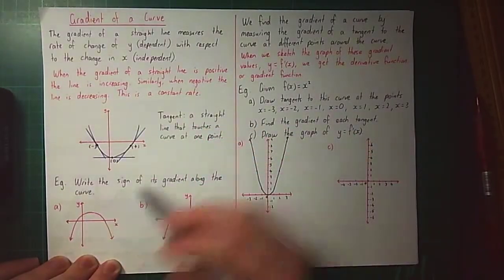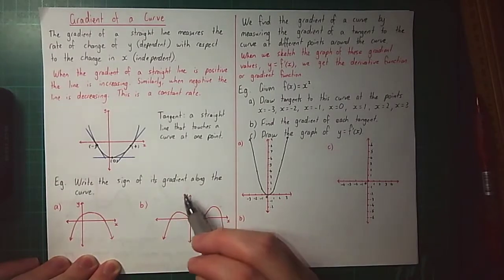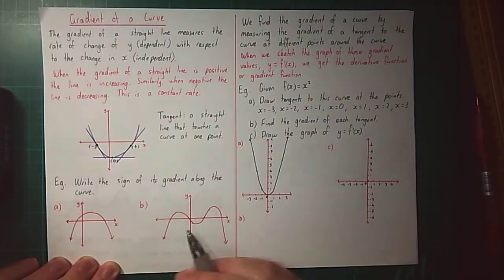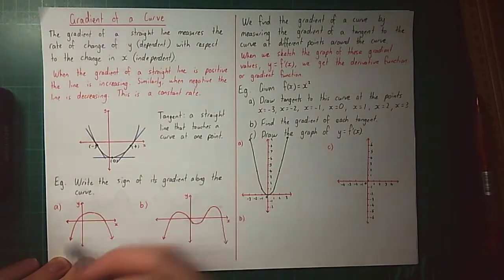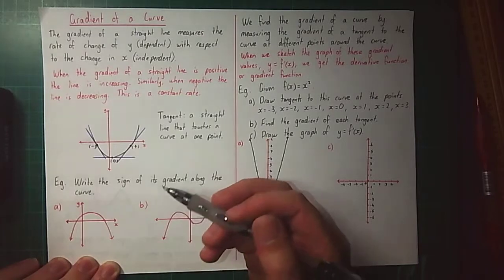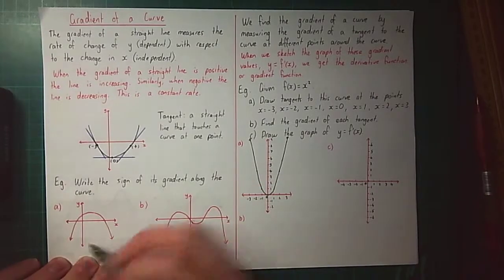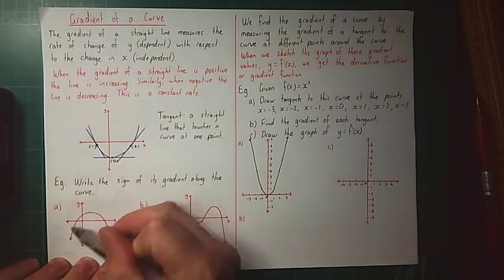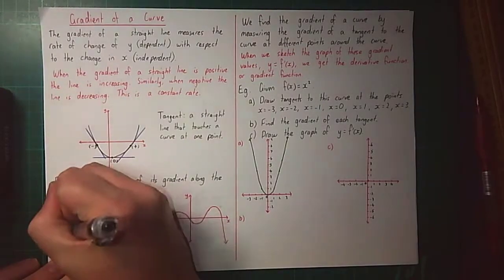Here we've got an example. It says, write the sign of its gradient along the curve. So we've got this curve here, and depending on where the tangent would be, it would have a positive, negative, or possibly no gradient at all. So here we can see that if we had a tangent along this line, it would be positive. It would be going in the positive direction. So that means it's positive.